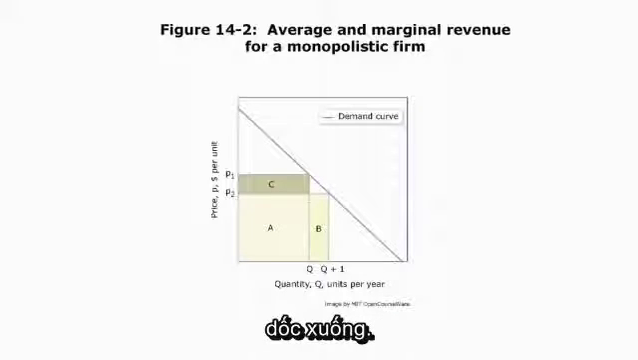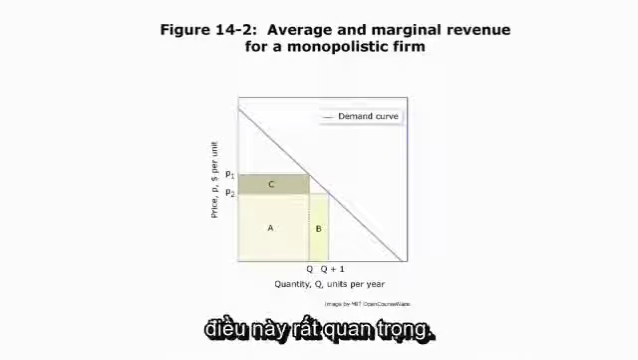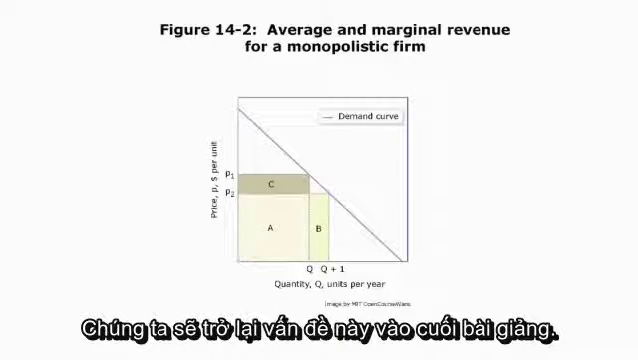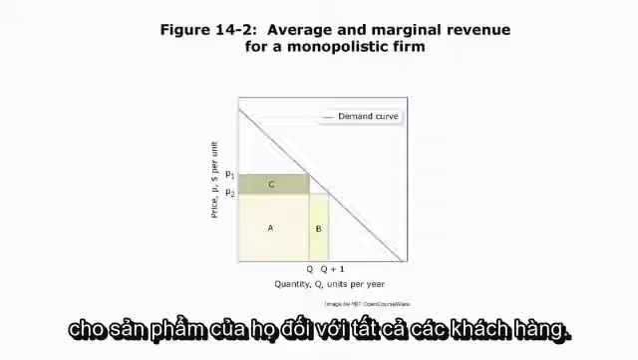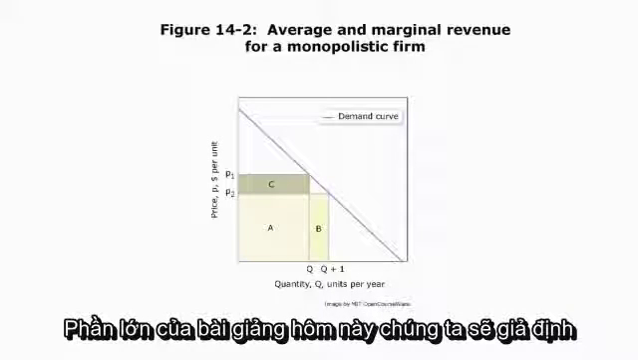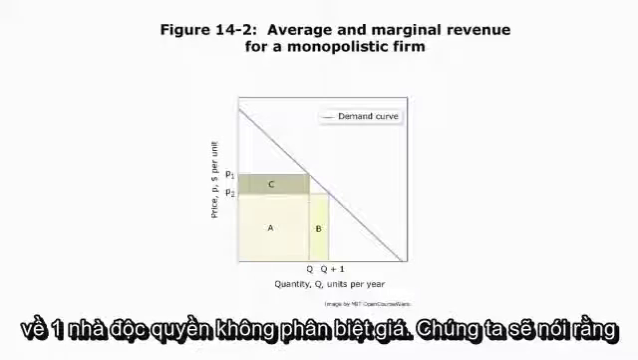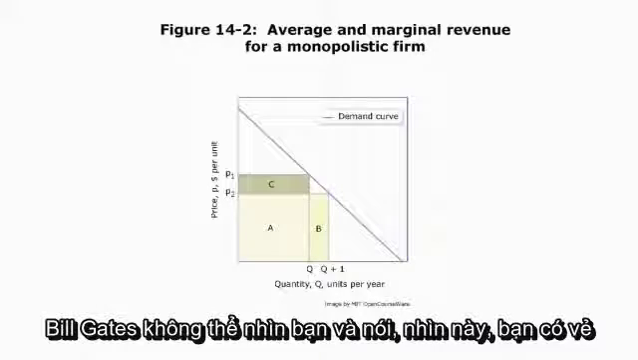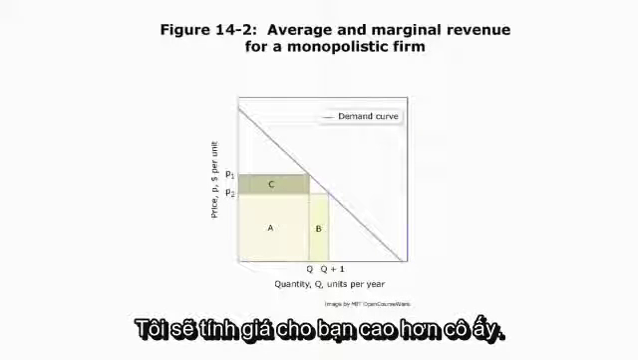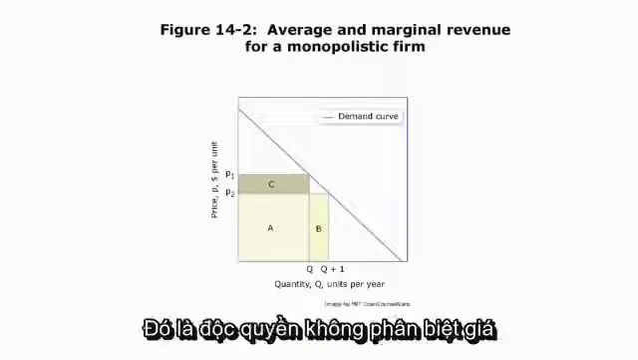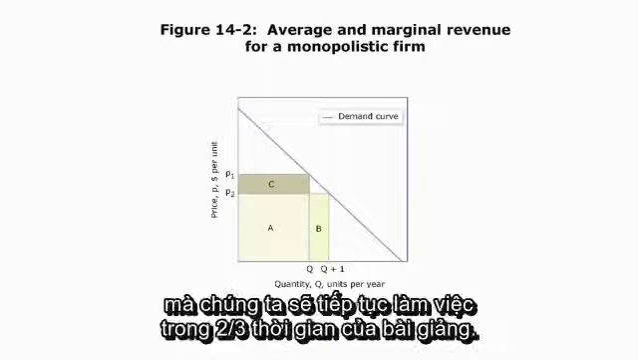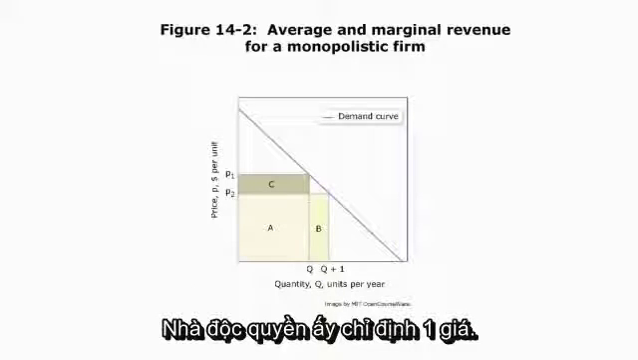Now, we're going to make one assumption here that's very important. We'll come back to this at the end of the lecture. We're going to assume that the monopolist can only charge one price for their good to all consumers. So most of this lecture, we're going to assume a non-price discriminating monopolist. We're going to say that Bill Gates can't look at you and say, look, you look like you really want Windows, I'm going to charge you more than her. He can't do that. He has one price. He sells it to the stores at one price. So it's a non-price discriminating monopolist we're going to work with for the first two-thirds of this lecture. That monopolist has to set one price.